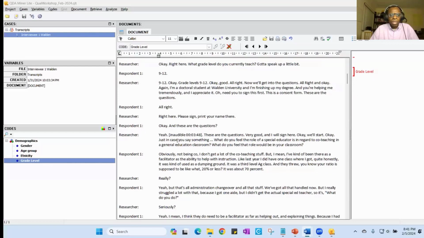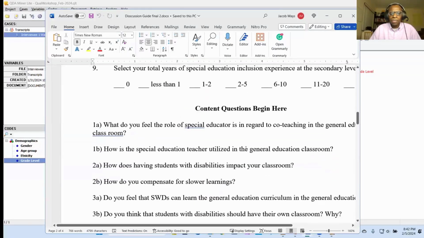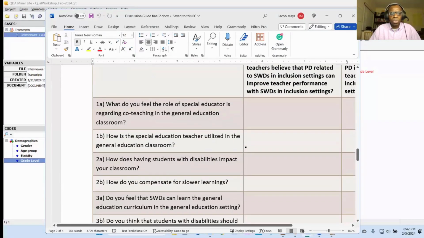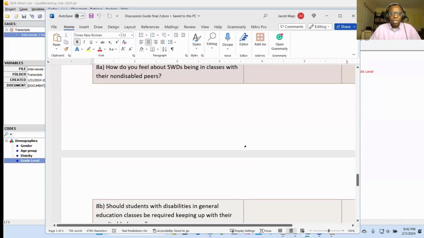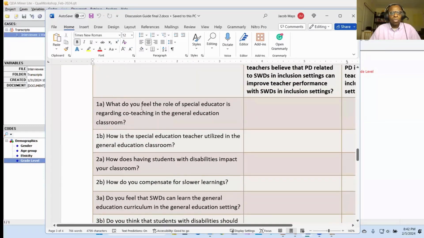What do you feel the role of a special educator is in regard to co-teaching? So he didn't ask the remainder of these questions. He went straight to these questions, right? What do you think the role is of a special educator in regard to co-teaching?